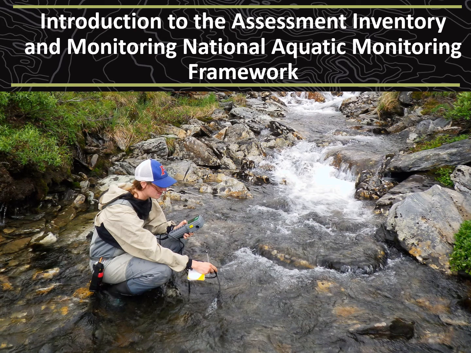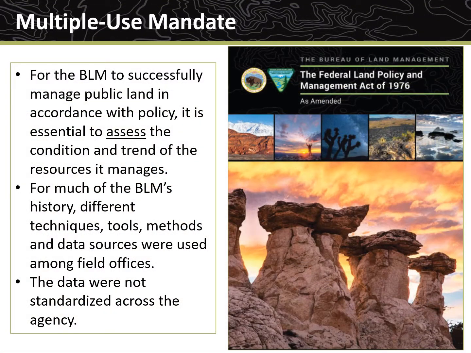In this video, we will discuss the Lotic component of the Bureau of Land Management's Assessment, Inventory, and Monitoring, or AIM strategy. The term Lotic refers to streams and rivers. For the BLM to successfully manage public land in accordance with their mission and other policy, it is essential to assess the condition and trend of the resources it manages. For much of the BLM's history, different techniques, tools, methods, and data sources were used among field offices for monitoring and assessment and were not standardized across the agency.